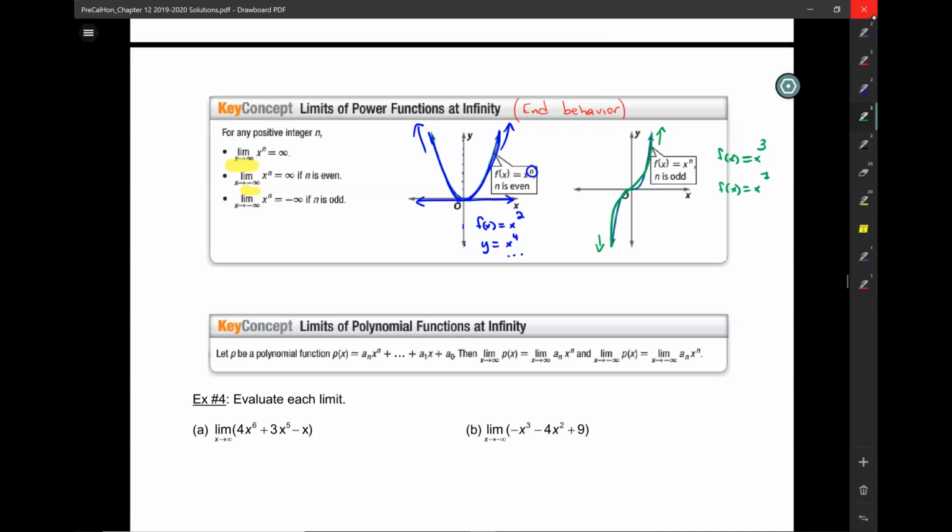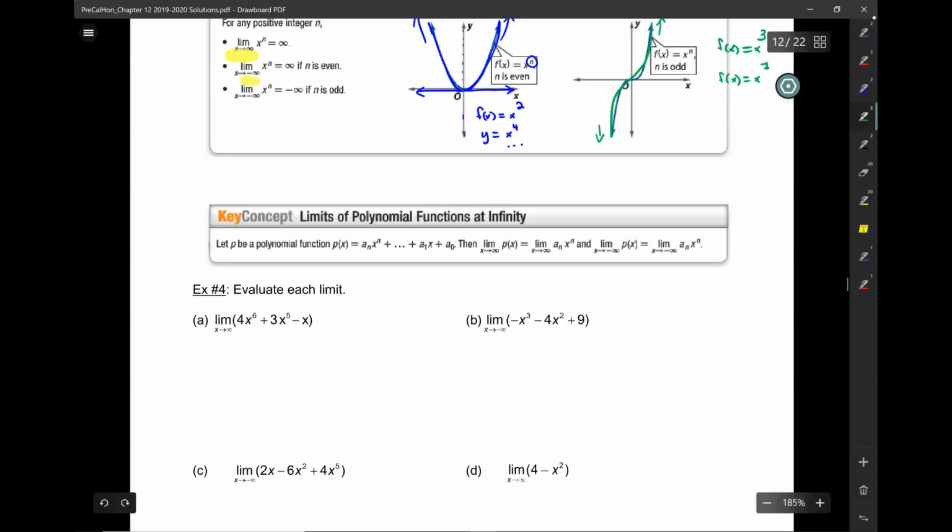Now, let's talk about a polynomial. What if you have a polynomial, x to the 6 minus x squared plus x cubed, and so on? Well, let's take a look at this first equation in A. I have 4x to the 6 plus 3x to the 5th minus x. And I'm evaluating that as x approaches infinity.